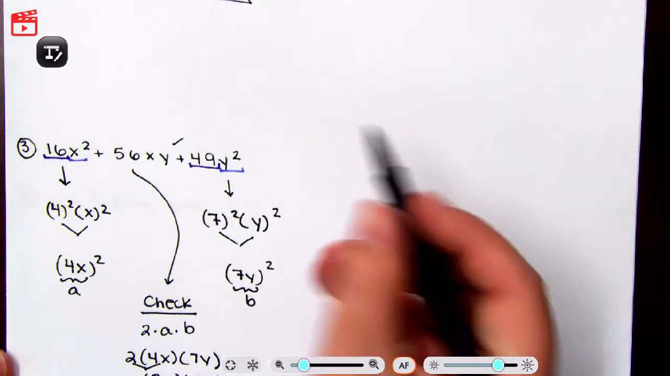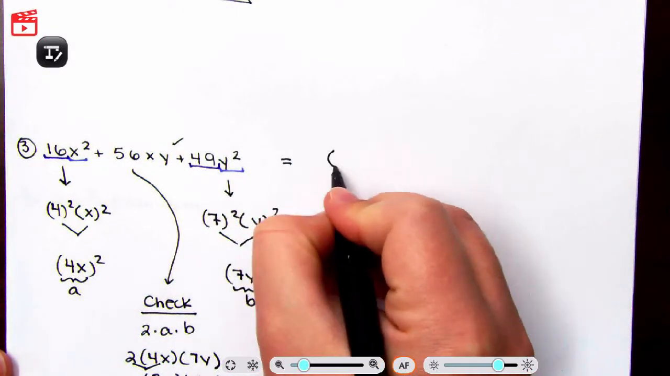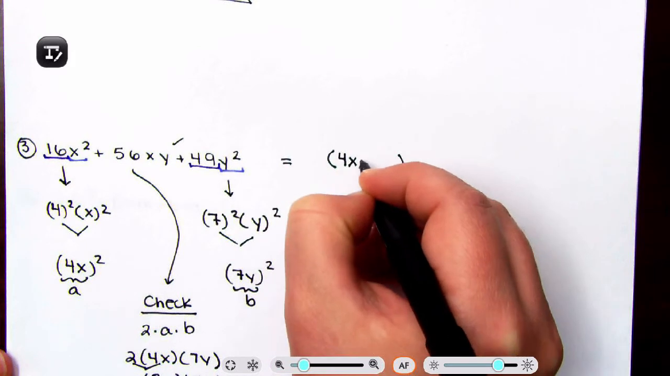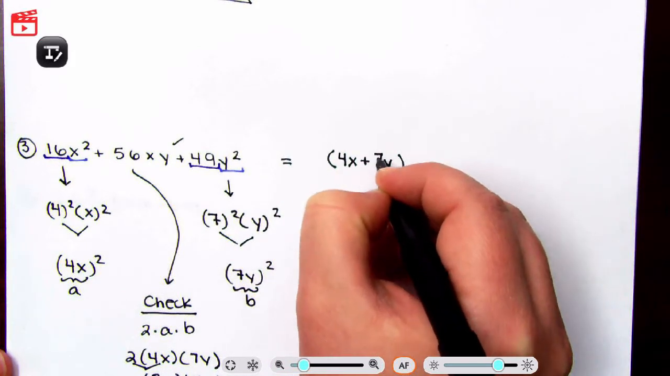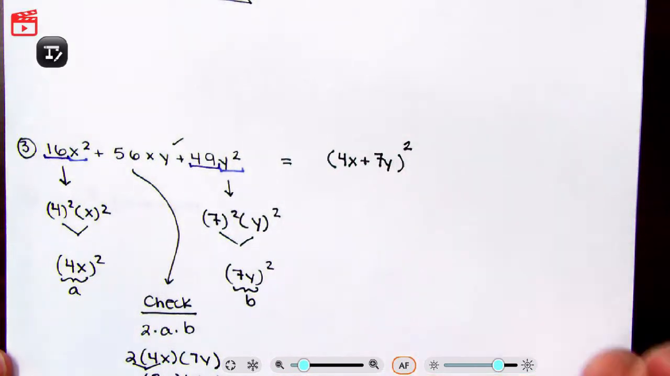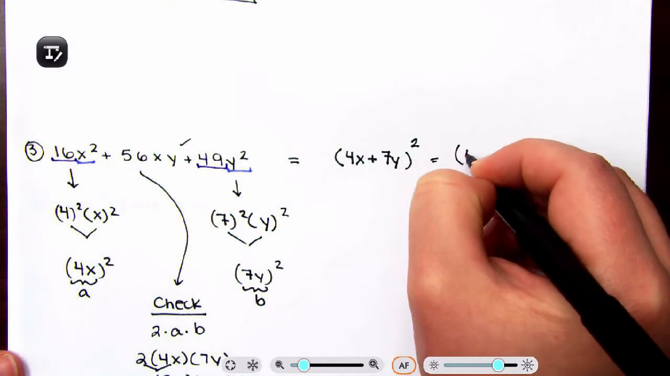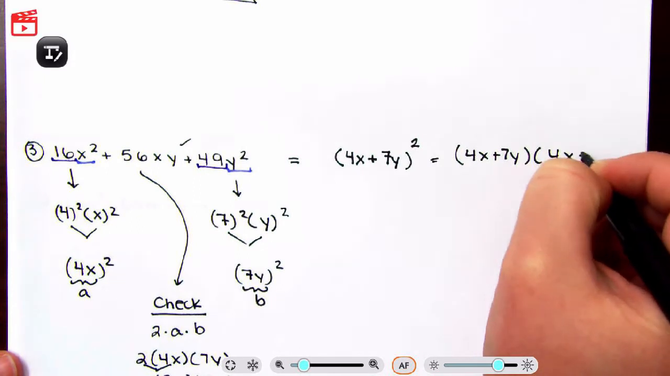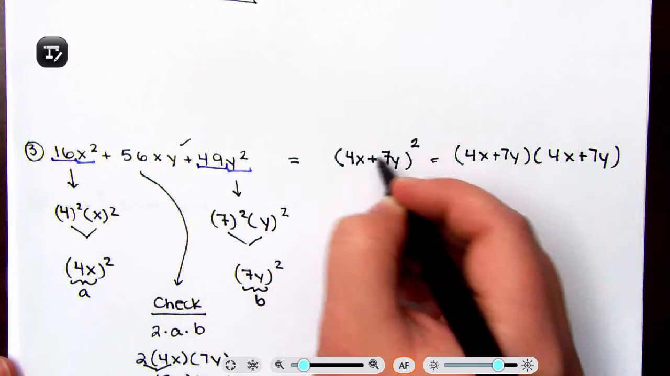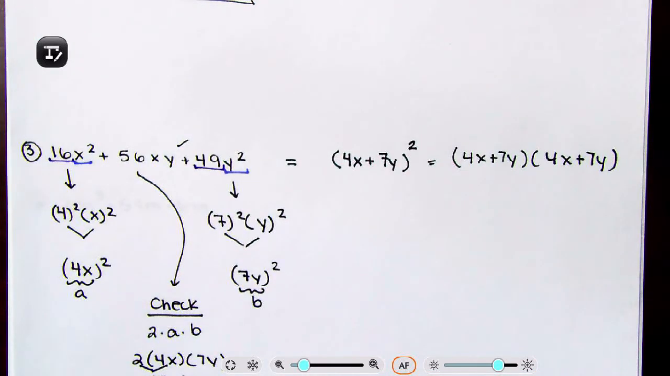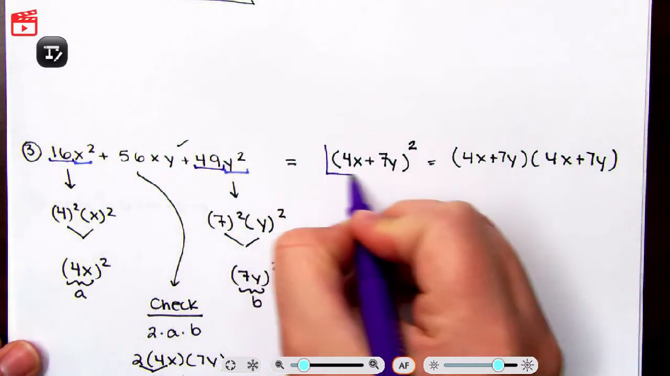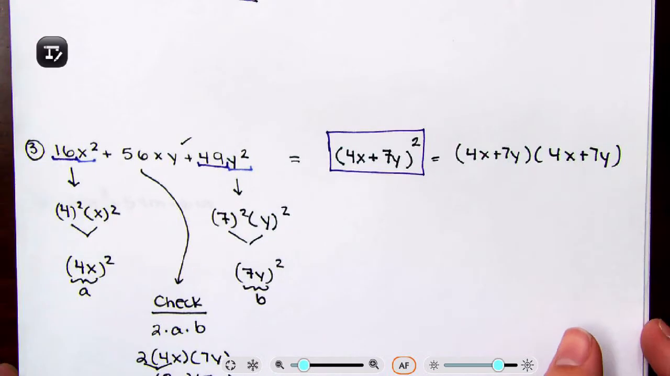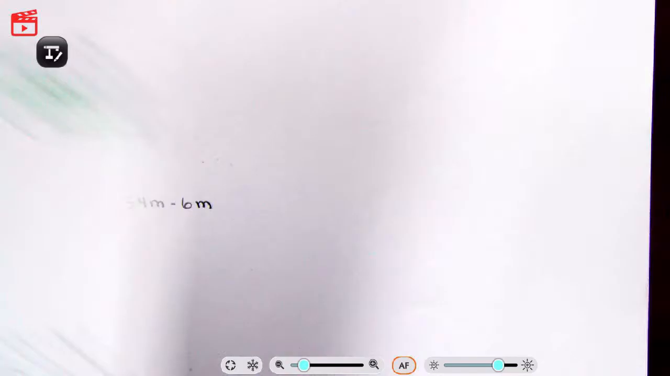That means that I can jump into factoring this as 4x, here's my A, plus 7y, here's my B, and then I get to square it, which is exactly the same thing as saying 4x plus 7y and 4x plus 7y. But this one is more condensed, so we do the more condensed one. So which one is your answer for this question? It would be this one here. All right, let's go ahead and move on. Just a few more questions.